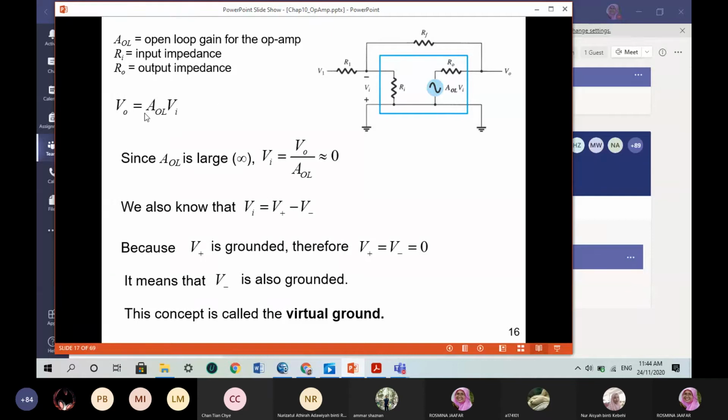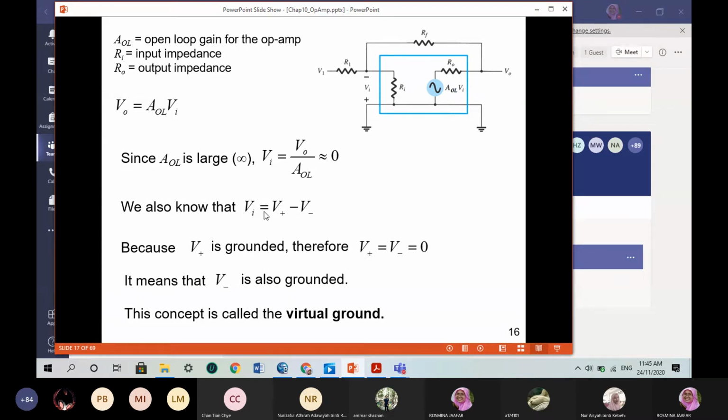VO is measured as the multiplication of the open loop gain times V in, and V in comes from the input terminals, the inverting input terminal. Since the open loop gain is large, we consider infinite gain. Vi equals Vo over the open loop gain. Because the gain is a large value, Vi is almost zero.